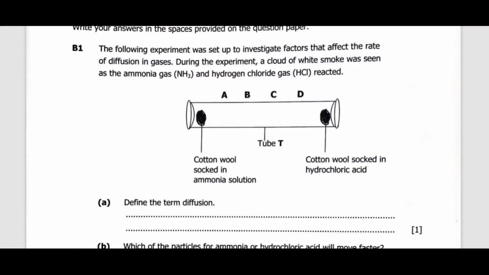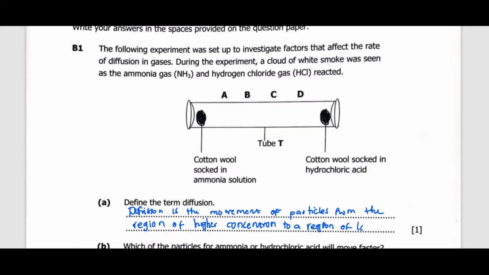Define the term diffusion. So diffusion is the movement of particles from the region of higher concentration to a region of lower concentration.